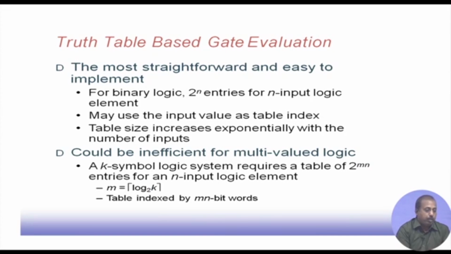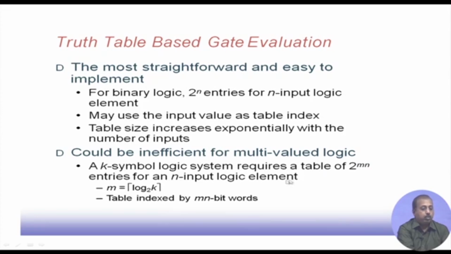But the problem with this truth table based approach is that the table size increases exponentially with the number of inputs. So, as the number of inputs increases, table size also increases significantly. And particularly when we are going for multi-valued logic, the situation becomes worse, because if I have got a k symbol logic system, that will require a table of 2 power mn entries for an n input logic element, where m is equal to log of k. So, for a binary system, k is equal to 2.